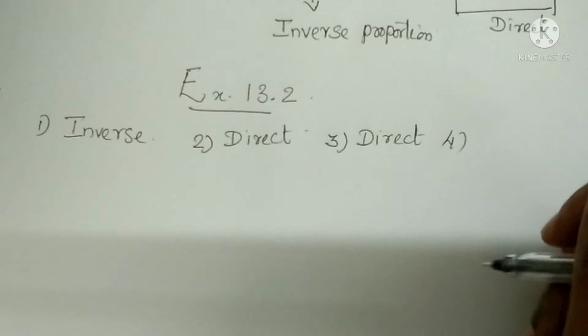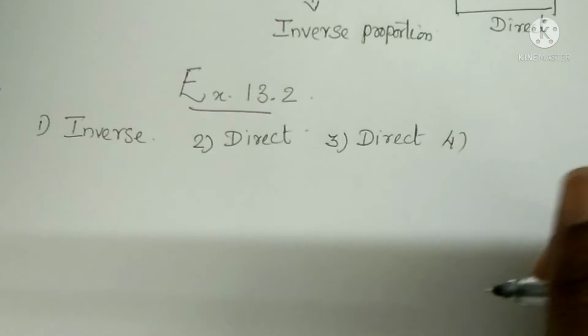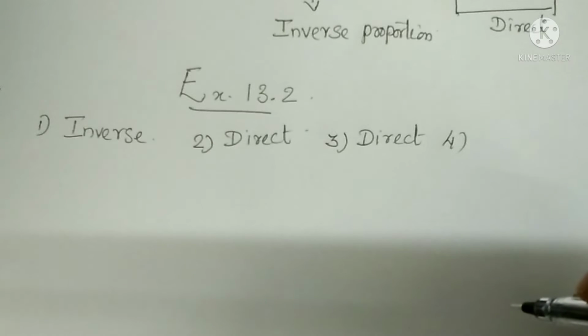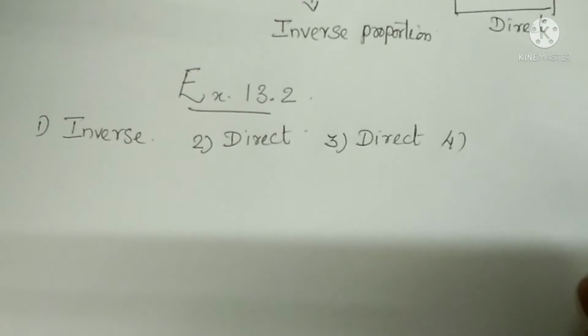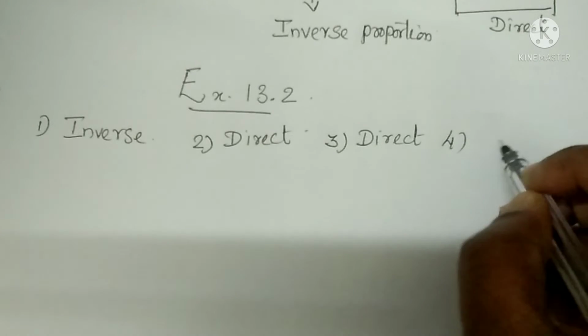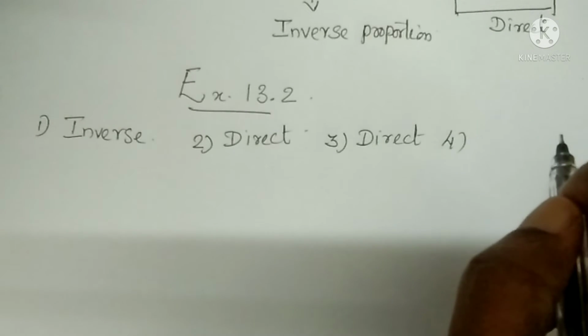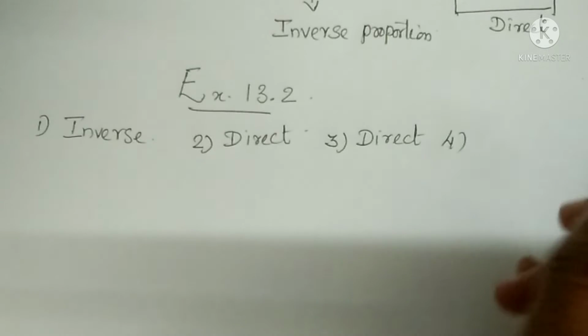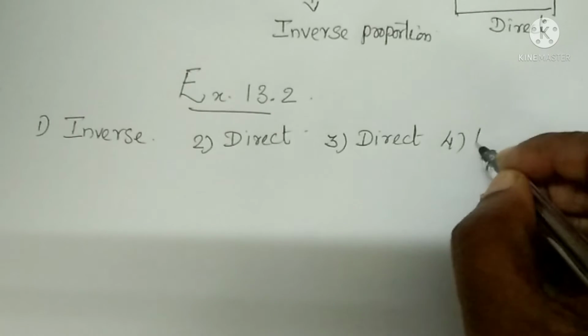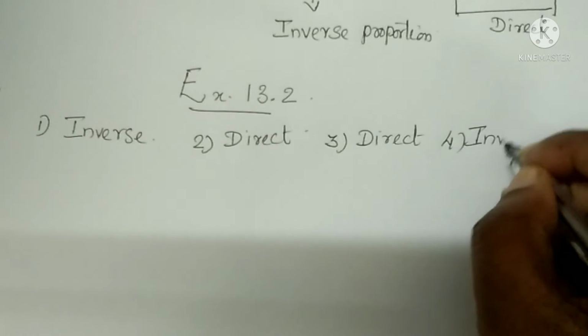At the same time, see children, speed is always dangerous, right? When you go with high speed, everything may come to a stop, or it may affect your life also. So always control your speed. So what type of variation is it? The time taken for a journey and the speed is inverse variation.